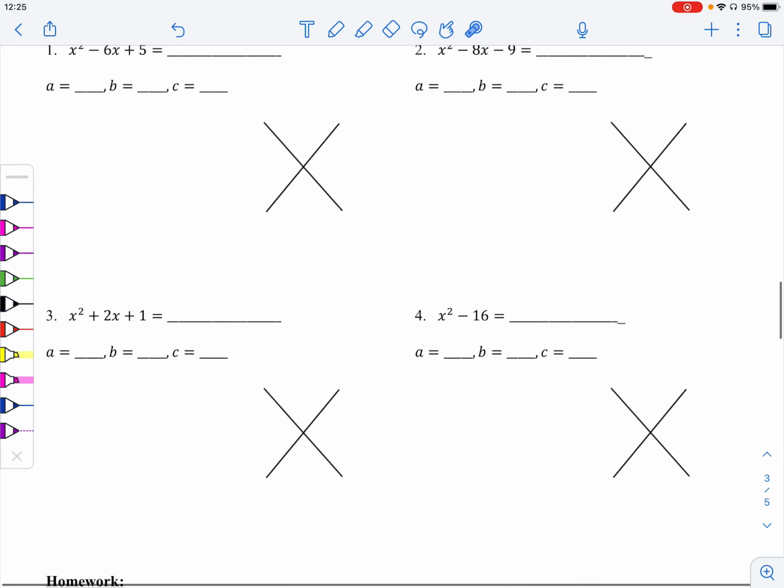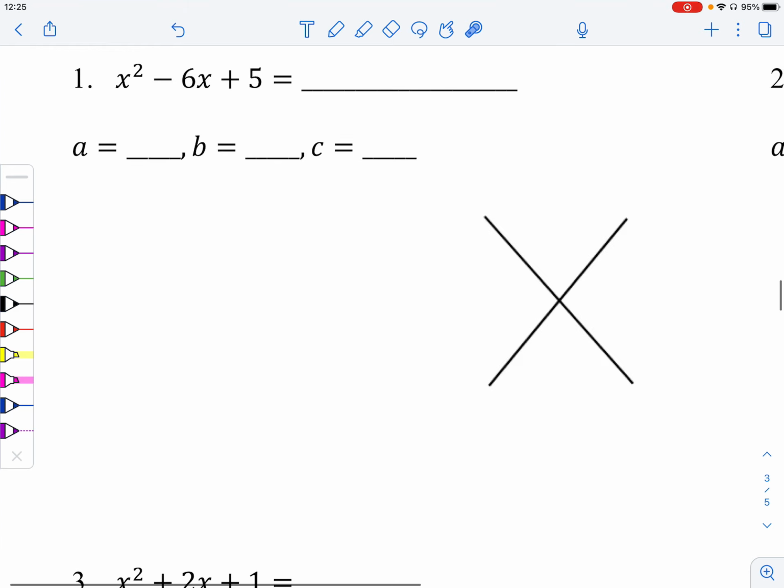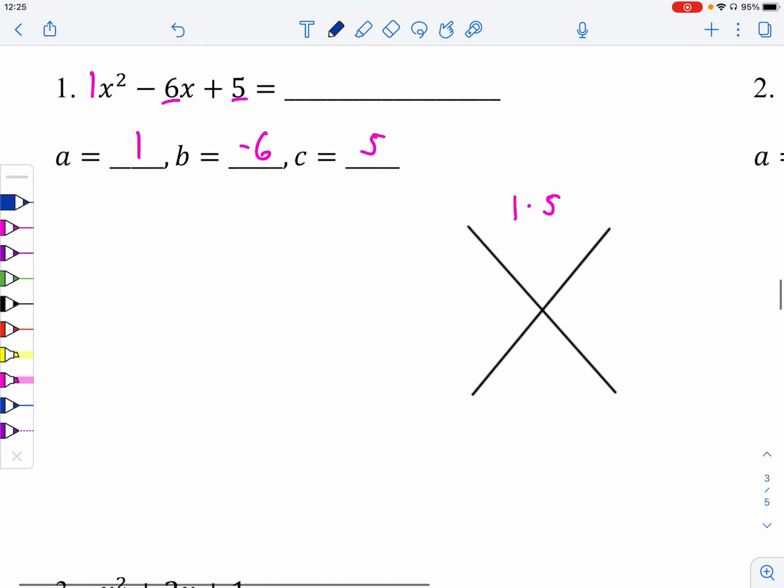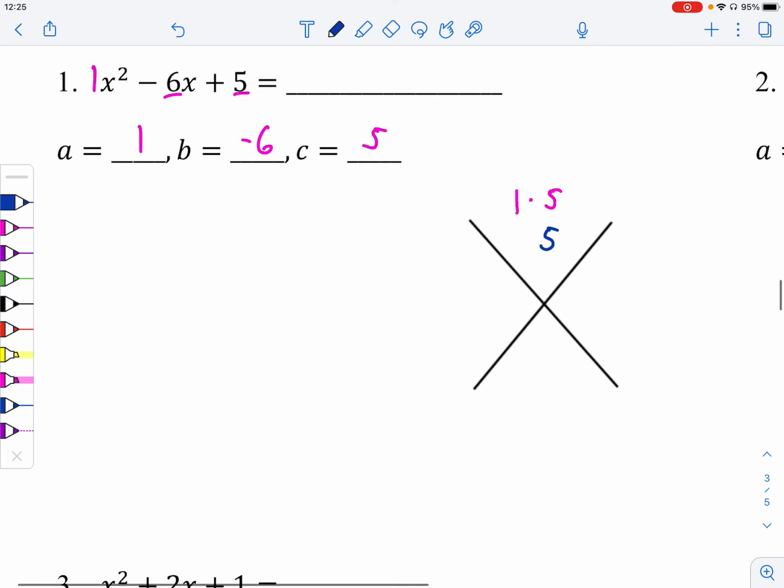Let's practice some. All right, so first one, x squared minus 6x plus 5. We're going to identify what the a is, our coefficients: 1, -6, +5. So those are our letters, A, B, and C. On the top of the x, we got A times C, so it's going to be 1 times 5. This number is going to be 5. Our B number goes on the bottom, because the top is A times C. Our B goes on the bottom, that's -6.